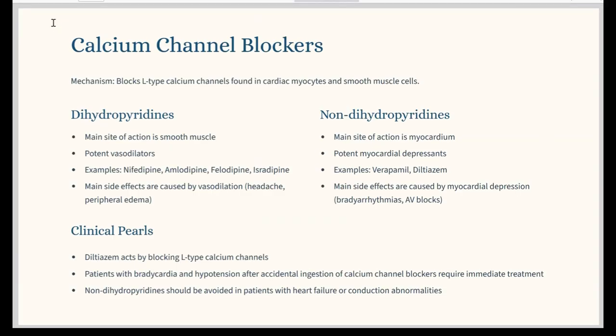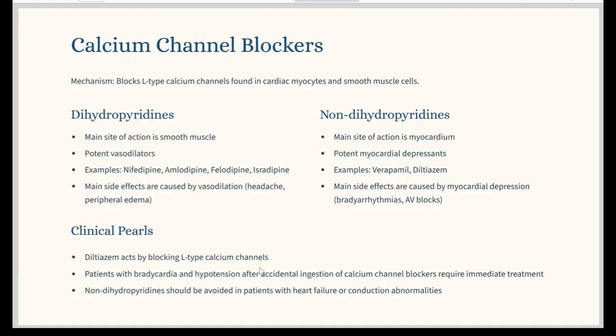Calcium channel blockers, like I said, are dihydropyridines and non-dihydropyridines. Please remember they block the L-type calcium channels. They can ask you in MCQs. These clinical pearls here are your MCQs, okay? So diltiazem acts by blocking the L-type calcium channel.